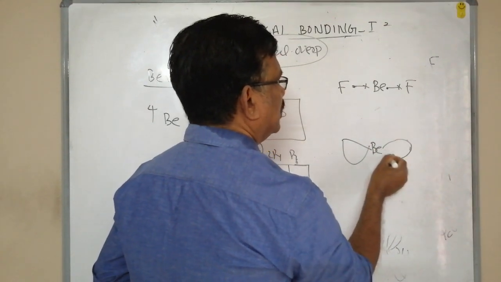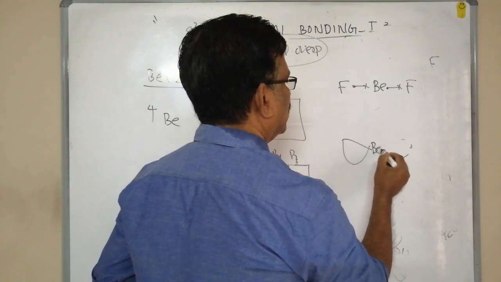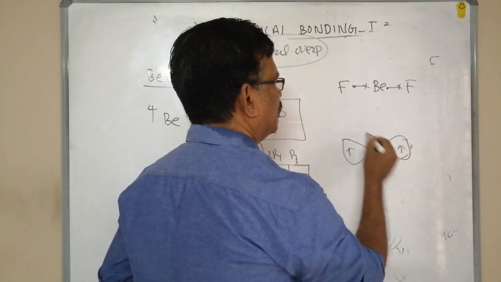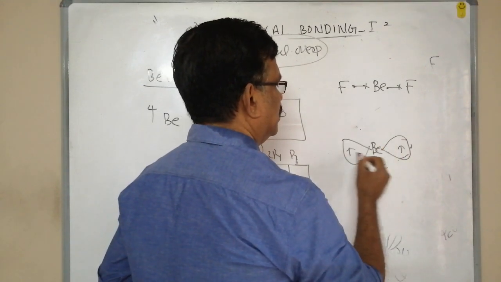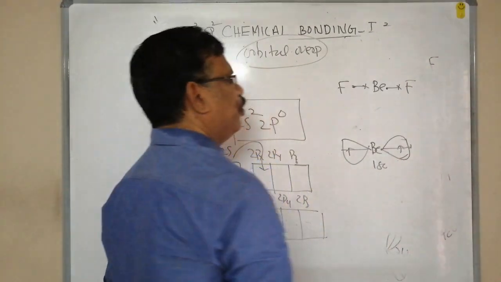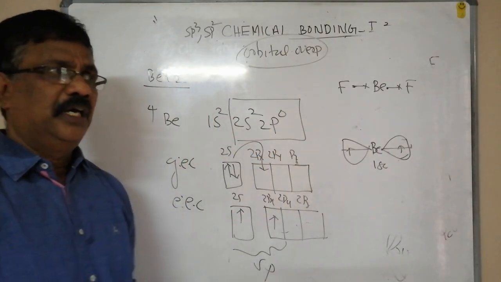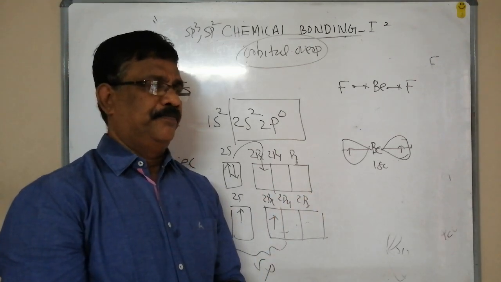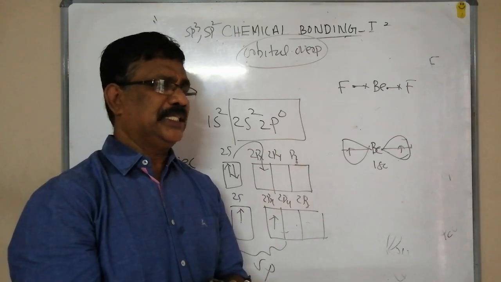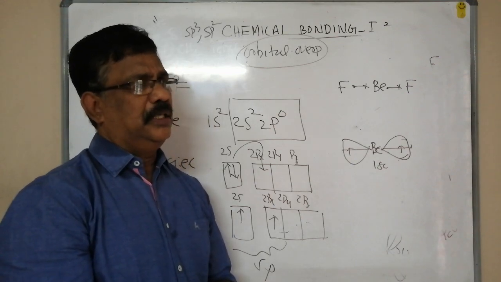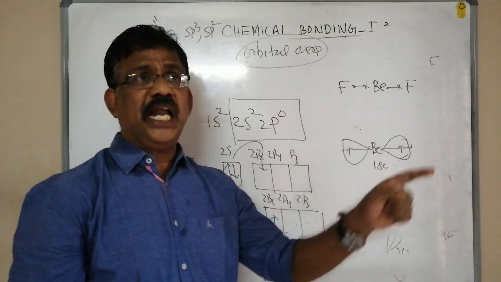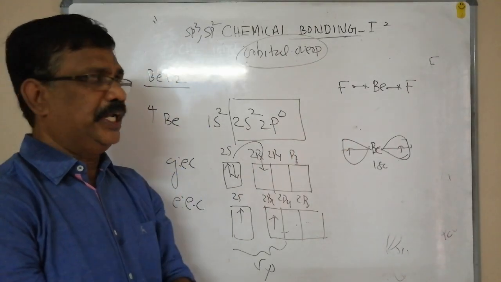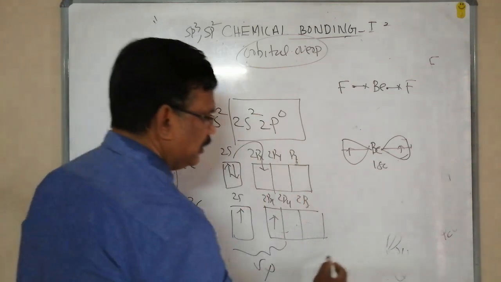They are oriented along a straight line, one electron, one electron. These two orbitals are oriented along a straight line in order to minimize the repulsive force between electrons in the atomic orbitals, with the bond angle 180 degree. Linear, 180 degree. Then the incoming atom is fluorine.